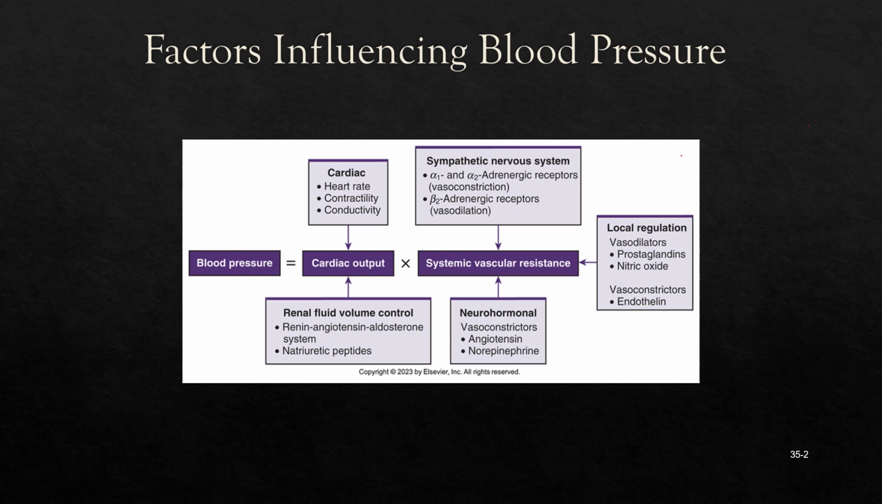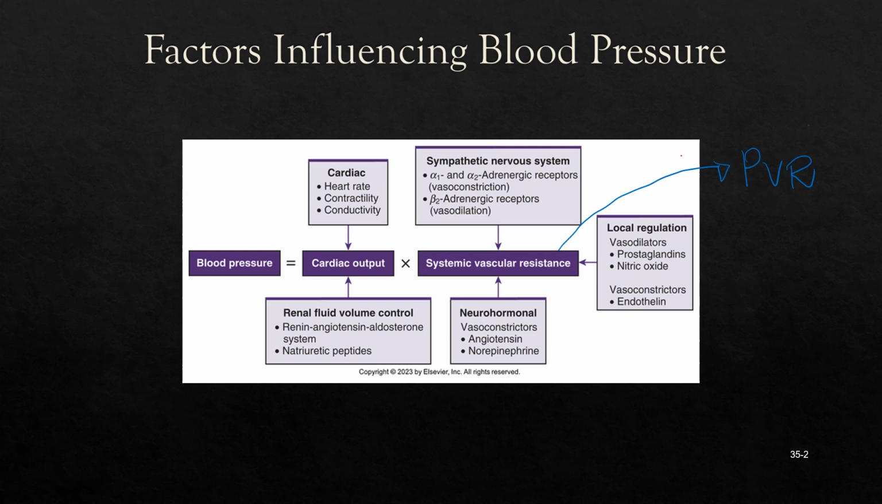There are two big factors that influence blood pressure: something that we call our cardiac output, and the other is the systemic vascular resistance, which in some textbooks or places can also be referred to as our peripheral vascular resistance, or PVR. So SVR, PVR pretty much is similar.